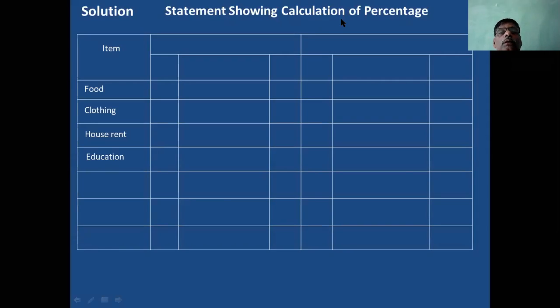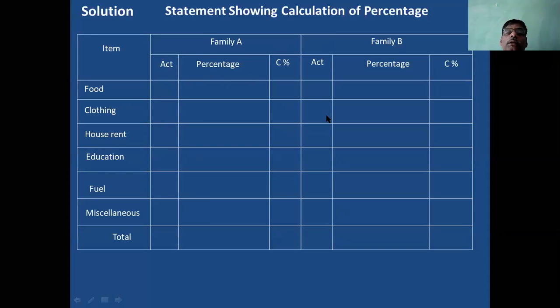Then we come to the percentage bar diagram. In the percentage bar diagram, you have to calculate percentage. This is the total: Family A, Family B, actual percentage, cumulative percentage. Like this, you have to draw the table: one set of statistical data with actual percentage and cumulative percentage, and you have to draw another set of data, the second part.